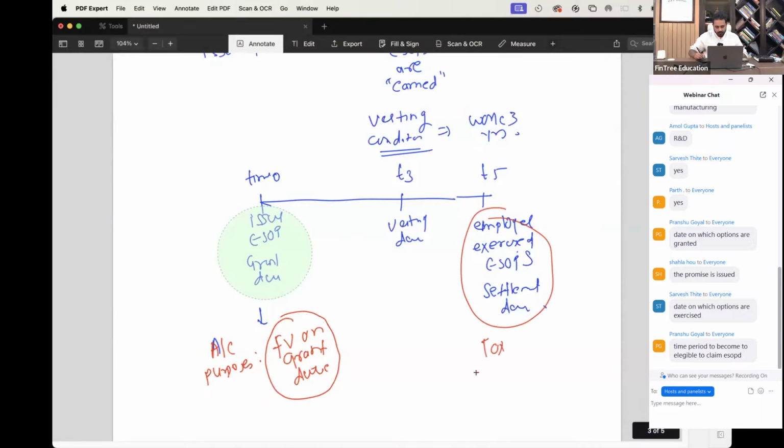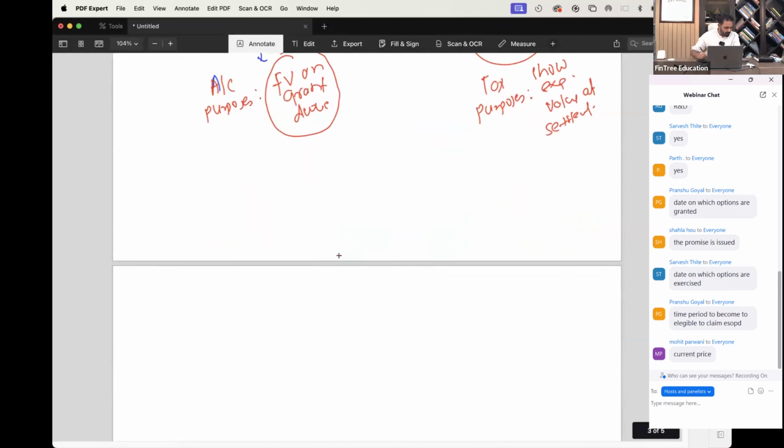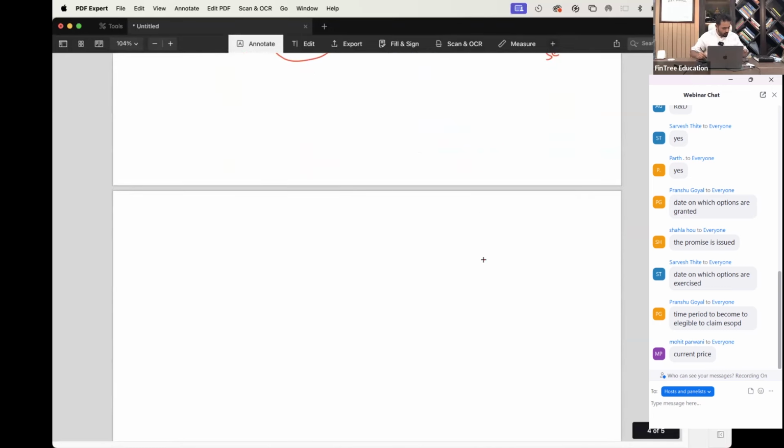So for tax purposes, when I need to show expenses, I'm going to show expenses based on the value at settlement. We'll be doing a specific example on this, but this is just a general guideline for you. So for accounting, we do grant date accounting. And for tax purposes, we look at the actual benefit that the employee has received by those shares or ESOPs. Are we okay here? All right. So I think that concludes section number 1.